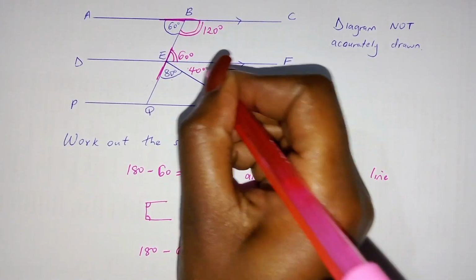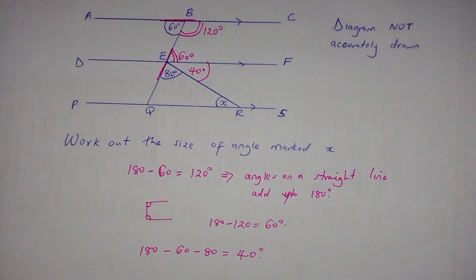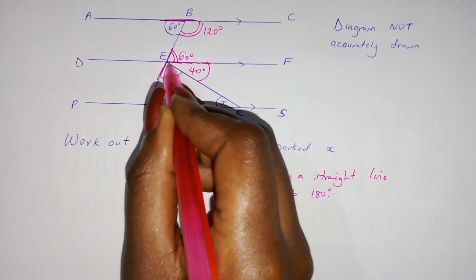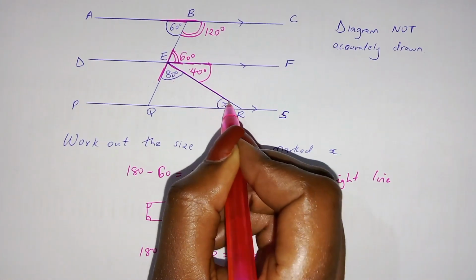Therefore, 40 degrees there. And then when you look at this one, it's an alternate angle. So that's a Z.